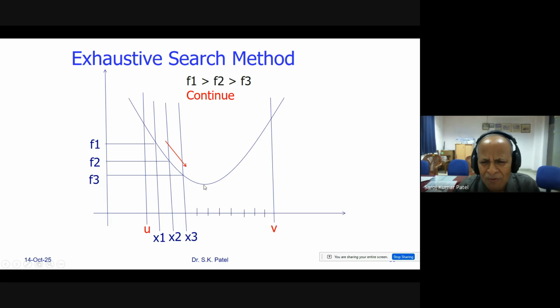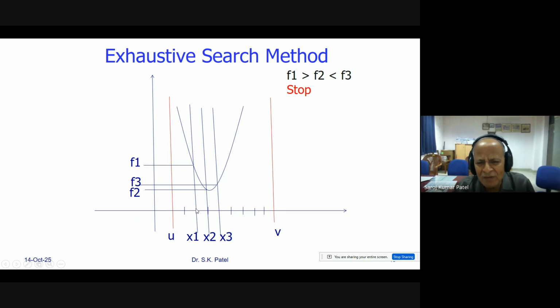The moment f of x value starts increasing, we stop it there, because once you exceed this bottommost point, the value of f goes on increasing. So we should stop here. The moment it starts increasing, we should stop here.